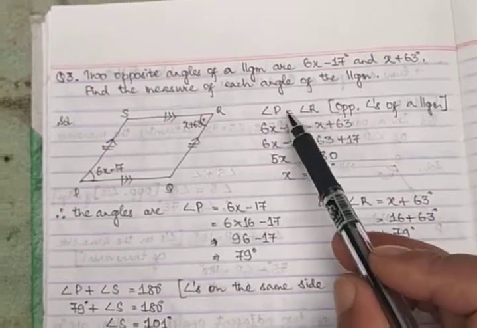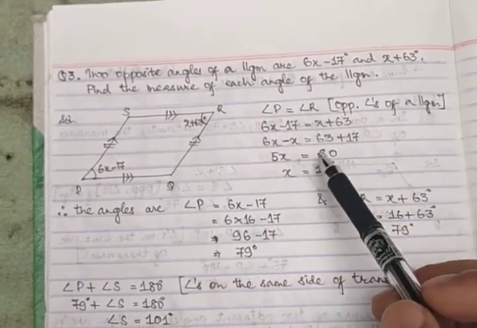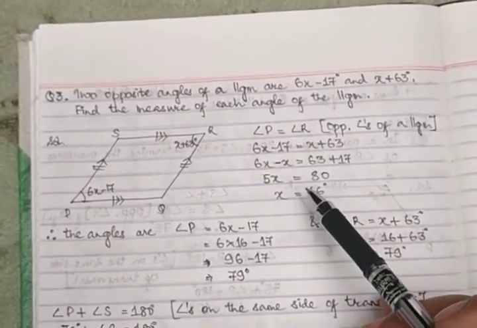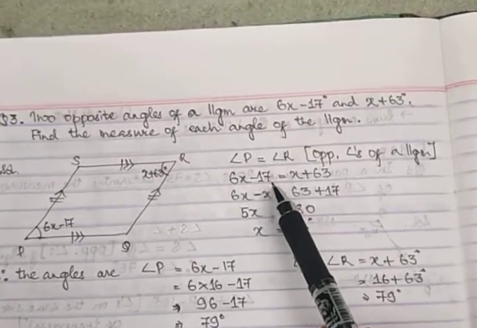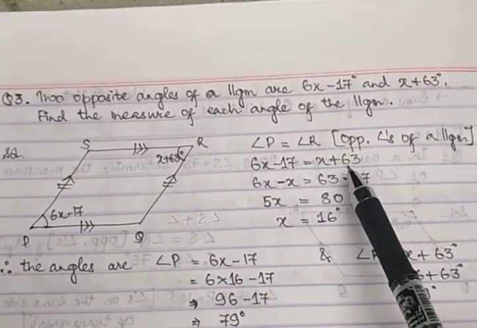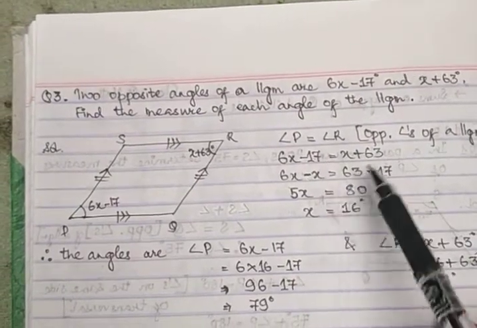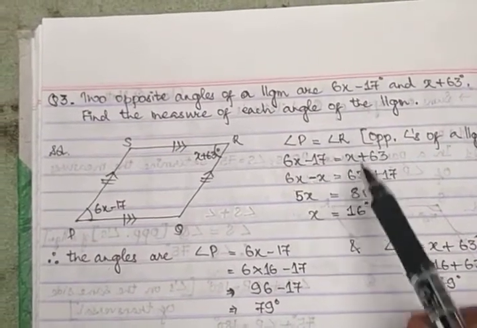Okay, now what we know is angle P will be equal to angle R. Opposite angles of a parallelogram will be equal, as I've already told you. We know that as well, isn't it? So 6x plus 17 equals x plus 63. These two will be equal. Now what do we have here? See, linear equation again. Concept of linear equation, isn't it?